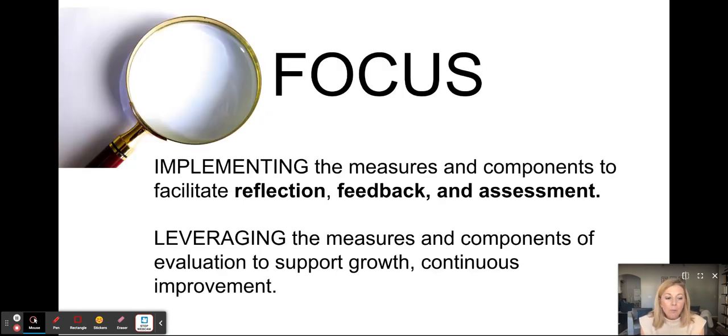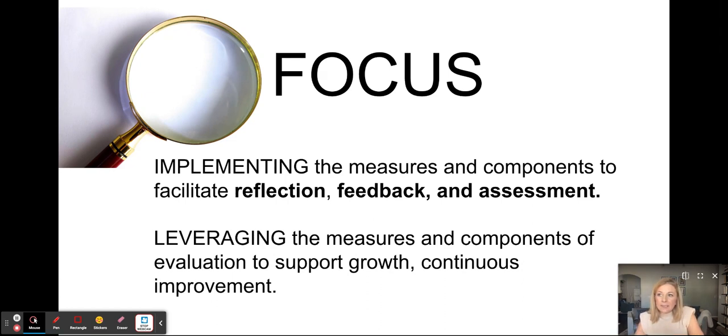So I want to focus your lens for this module. We now know what components are in place and which components are not in place. Now we're really going to get into how these components or measures are to be implemented. And specifically, let's look at how these measures and components facilitate three really important parts of teacher evaluation, which is reflection, feedback, and assessment.